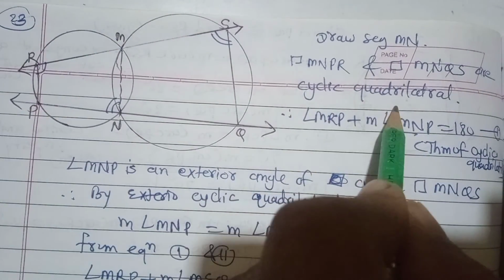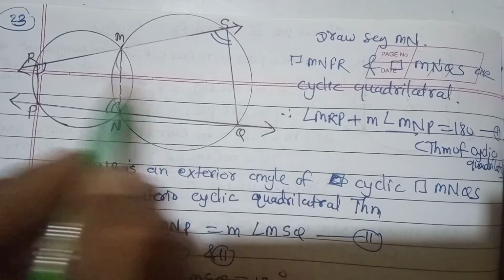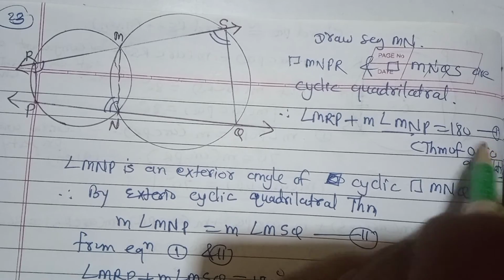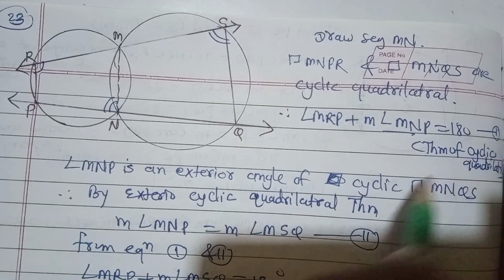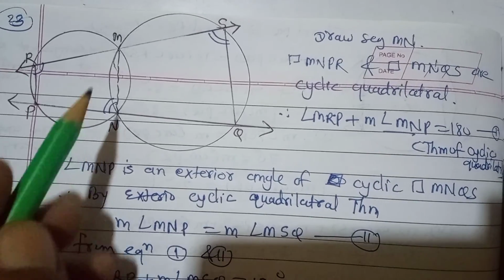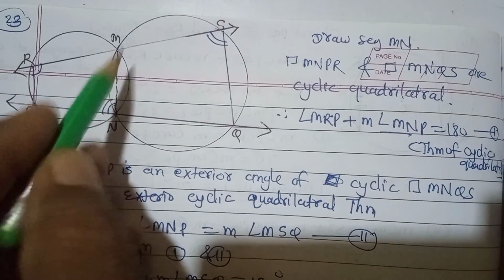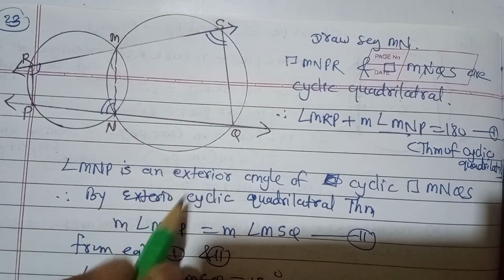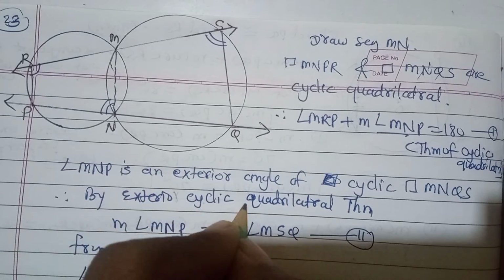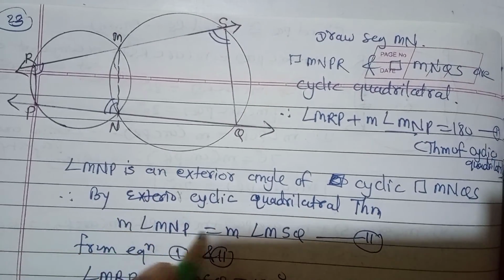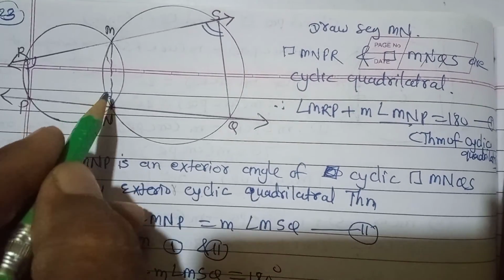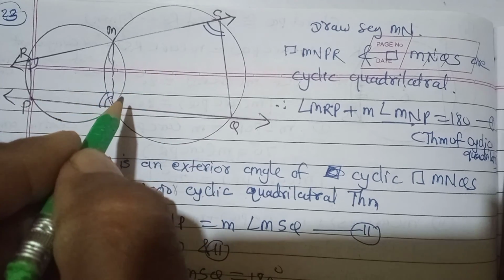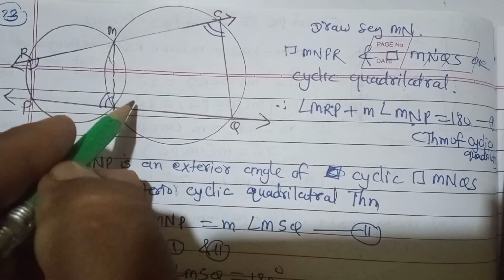MNQS are cyclic quadrilaterals. Angle MRP plus angle MNP is equal to 180 degrees. Equation number 1, by the theorem of cyclic quadrilateral: opposite angles are supplementary. Angle MNP is the exterior angle of quadrilateral MNQS. By the exterior angle of cyclic quadrilateral theorem, angle MNP equal to angle MSQ. An exterior angle is congruent to its remote interior angle.